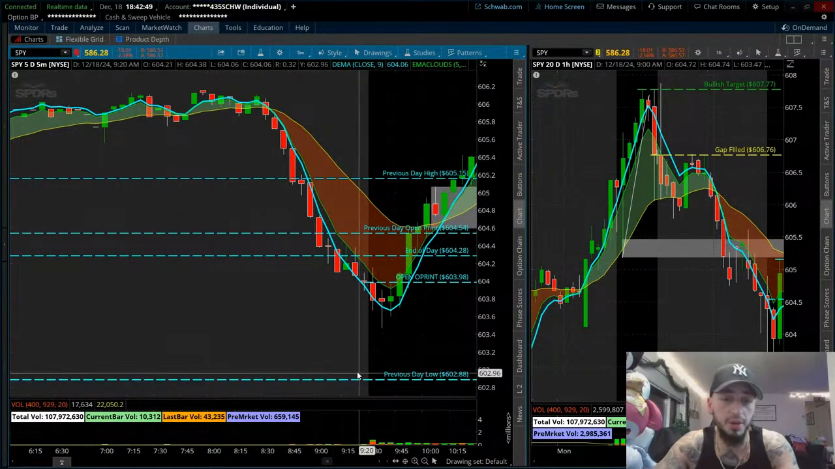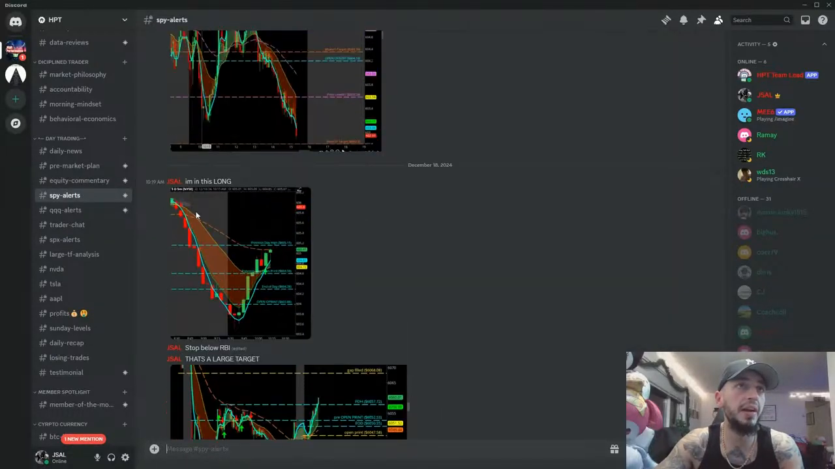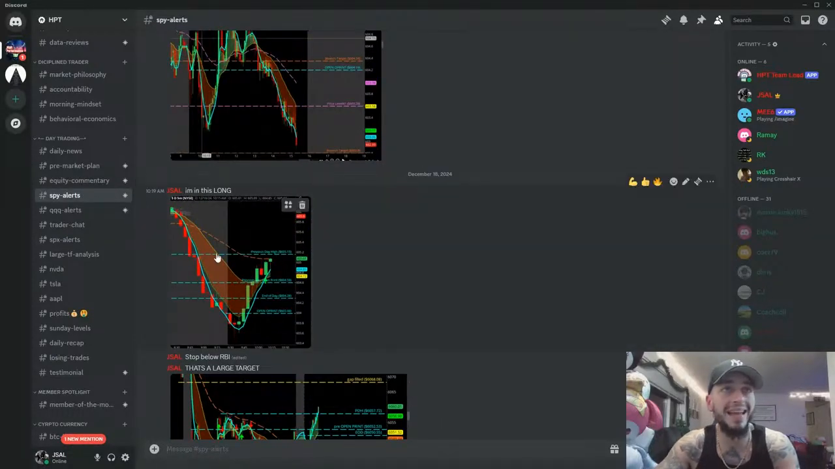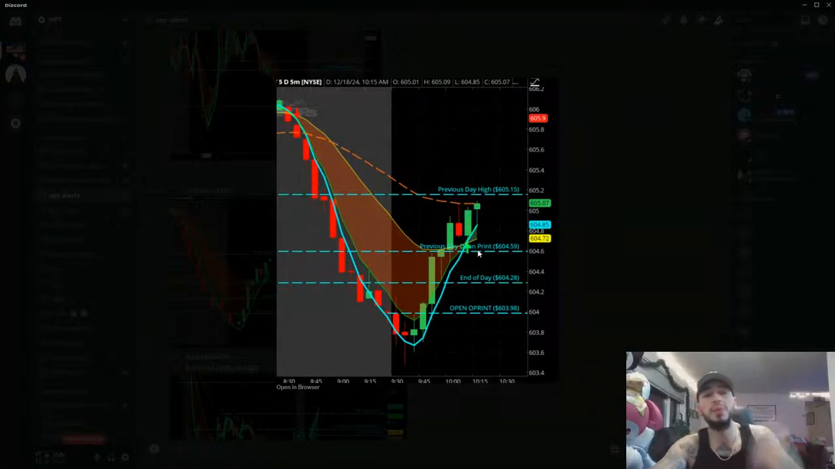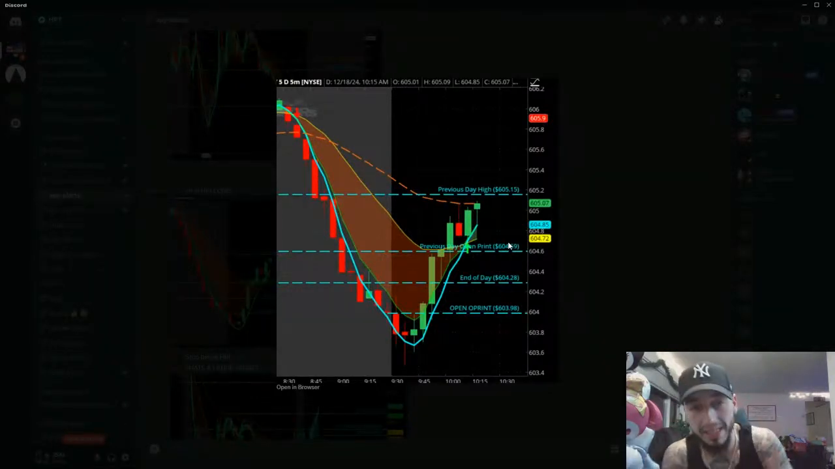So let's go back to the Discord here. This is where in SPY right here, I'm in this long at 10:19 a.m. So this is what the market looked like when I was buying SPX calls, right? I was entering in the market. It's very important. I study my entries.